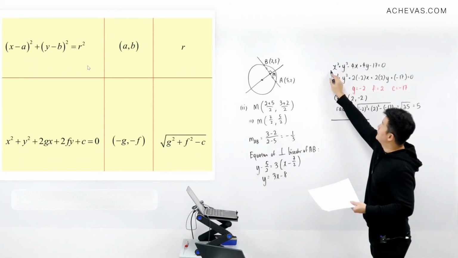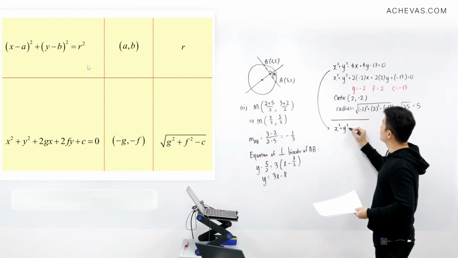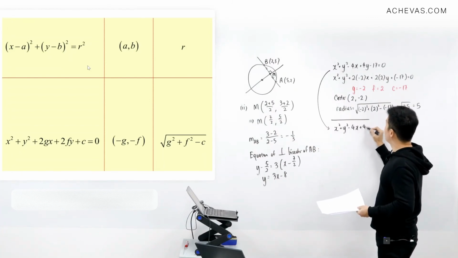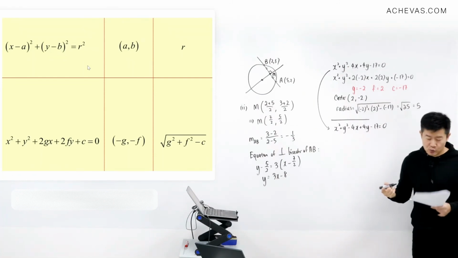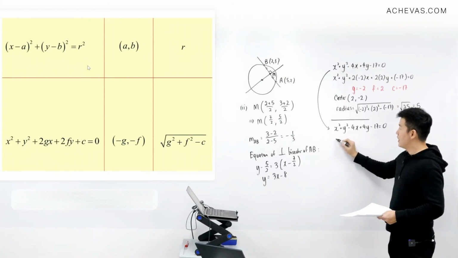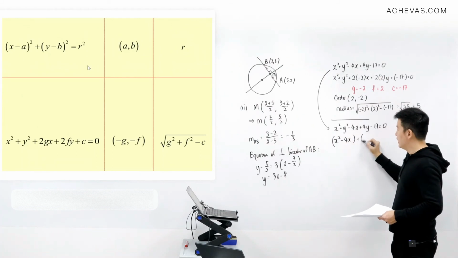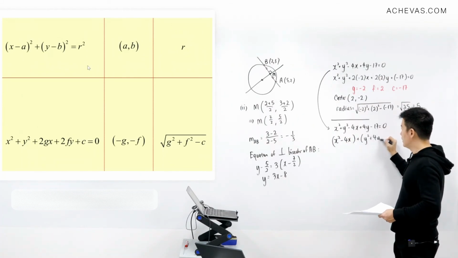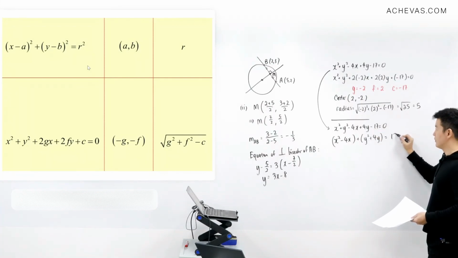What I'm going to do is I'm going to take this, let me just rewrite it: x squared plus y squared minus 4x plus 4y minus 17 is equal to 0. And I'm going to do a completing square to this equation. So if I were to complete square, I'm going to go for this to be together. And this one here, minus 17, I'm going to just move it over to the other side for now.